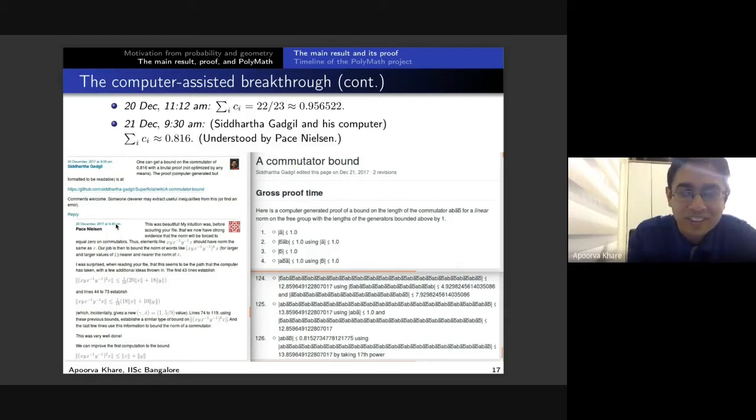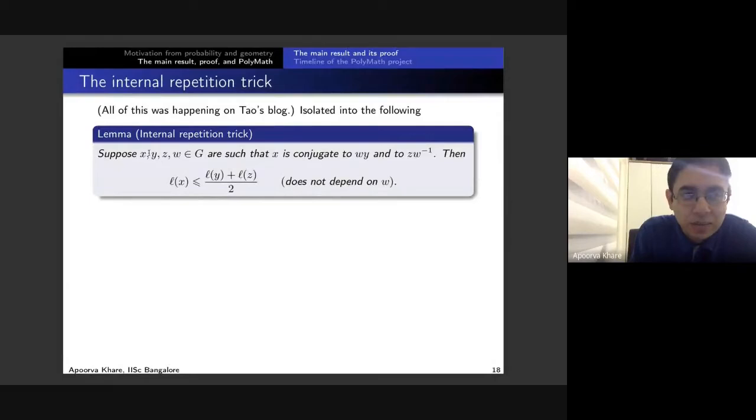Okay. And now, once Pace Nielsen explained these improvements as well, then people worked on it. And eventually, I think this was Terry Tao who distilled the essence of all these calculations into the following statement. Suppose x, y, z, and w are four elements in any group with a homogeneous length function. I don't know that my group is abelian, but what I will know is that the length of x is less than or equal to the length of y plus the length of z over 2, provided x is conjugate to both wy and zw inverse. The remarkable thing is that the length does not depend on w.